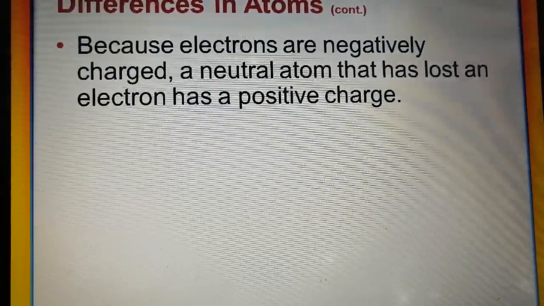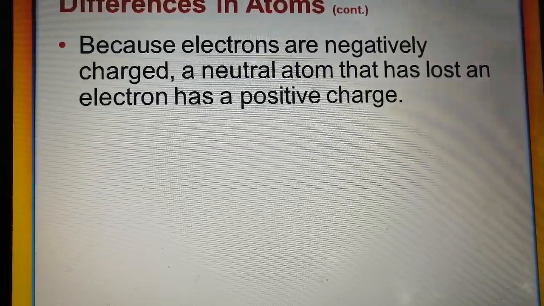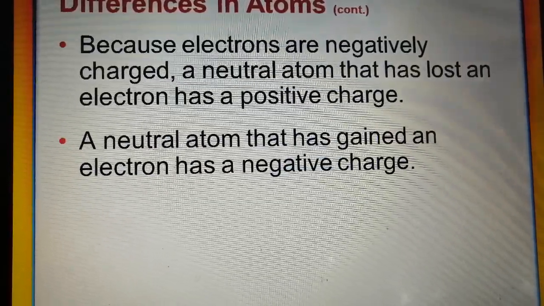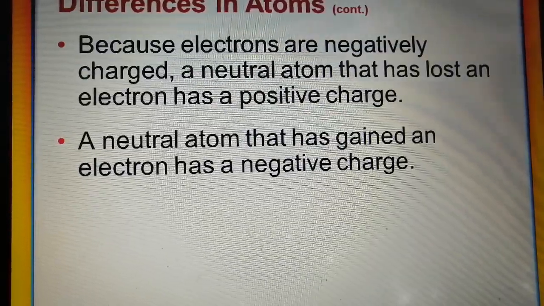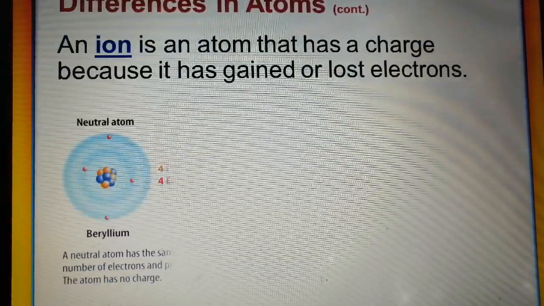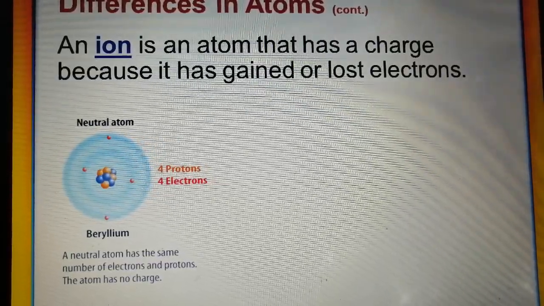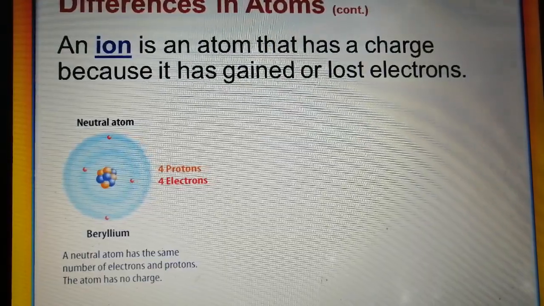Because electrons are negatively charged, a neutral atom that has lost an electron has a positive charge. A neutral atom that has gained an electron has a negative charge. An ion is an atom that has a charge because it has gained or lost electrons.